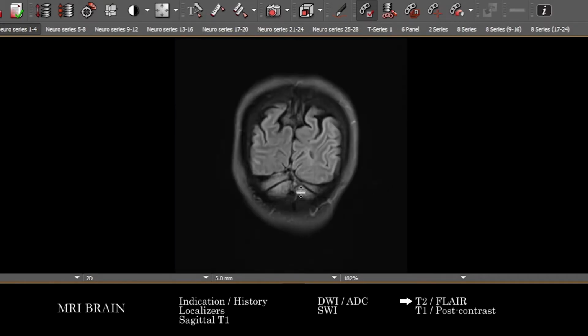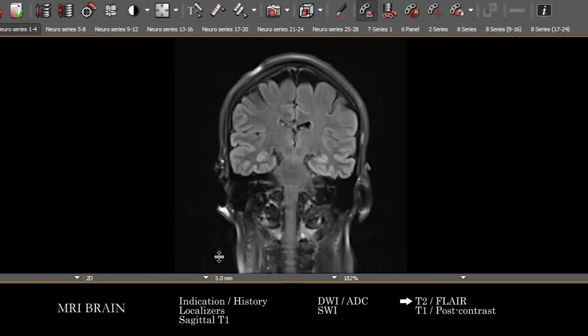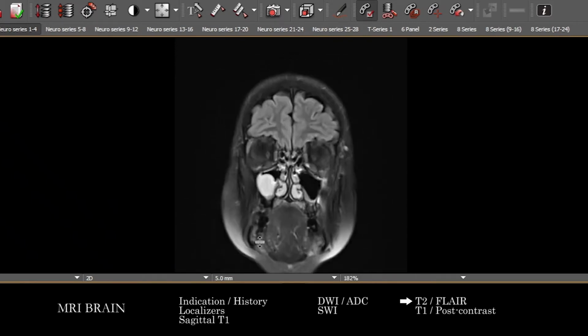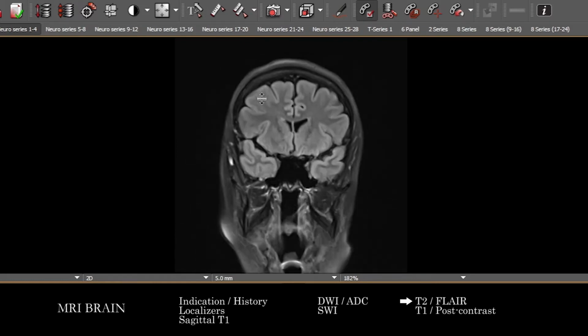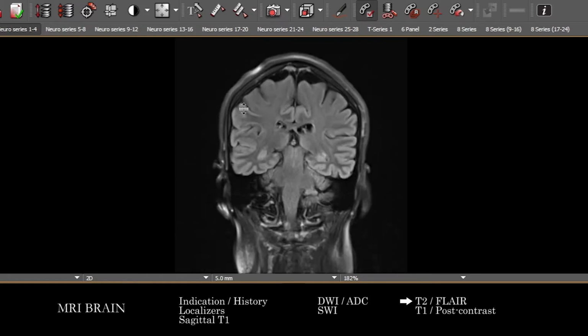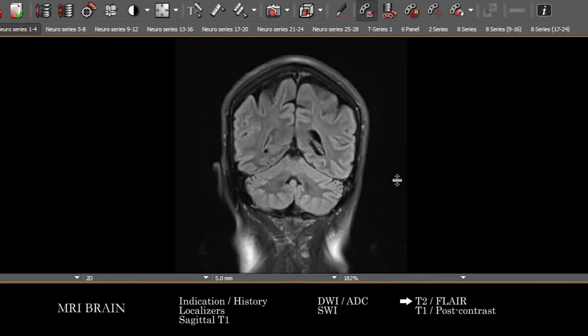And so particularly on the coronal FLAIR, we have to be very careful to not miss any sort of incidental lesions in the upper neck. Coronal FLAIR is particularly good also for extracranial soft tissues, calvarium, and abnormal pachymeningeal, leptomeningeal, or CSF space lesions.